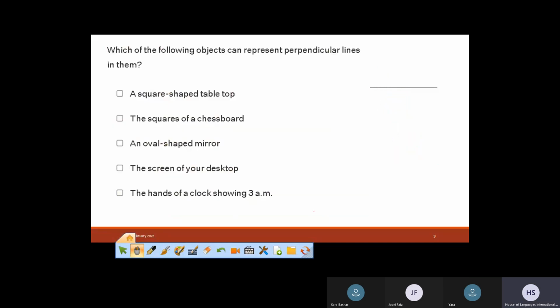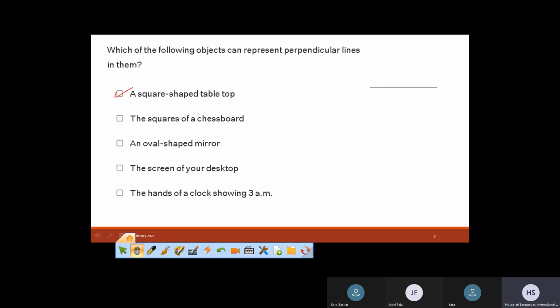Now, which of the following objects can represent perpendicular lines in them? Square shape, tabletop. Your table here. Look at them. Do you have parallel lines? Yes. And here it's not an accurate perpendicular. They didn't make it an accurate 90 here for safety, because it can harm you. They make it curved. So it's a parallel, perpendicular line.